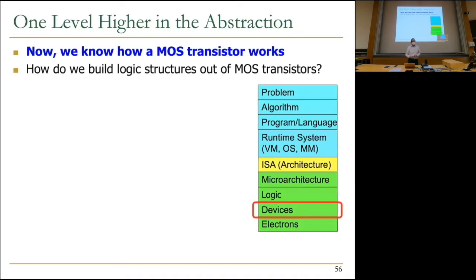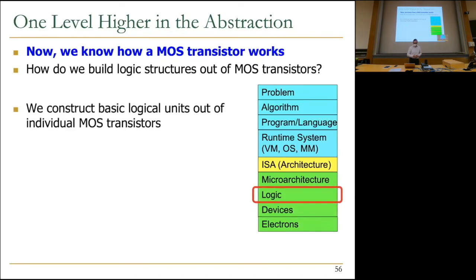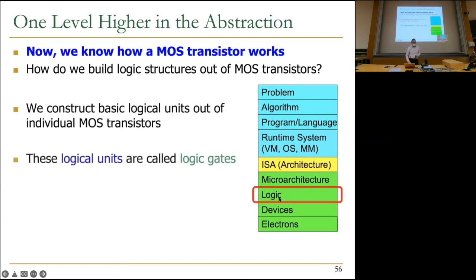How do we build logic structures out of these MOS transistors? We're going to construct basic logical units. Now we're going to go one level up in the hierarchy. These are called logic gates, basically.